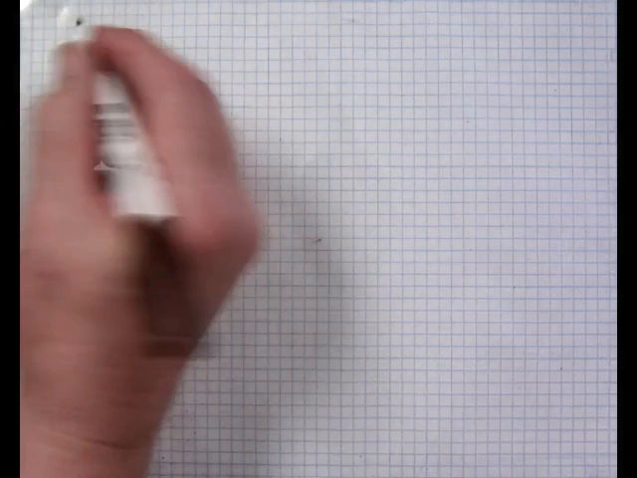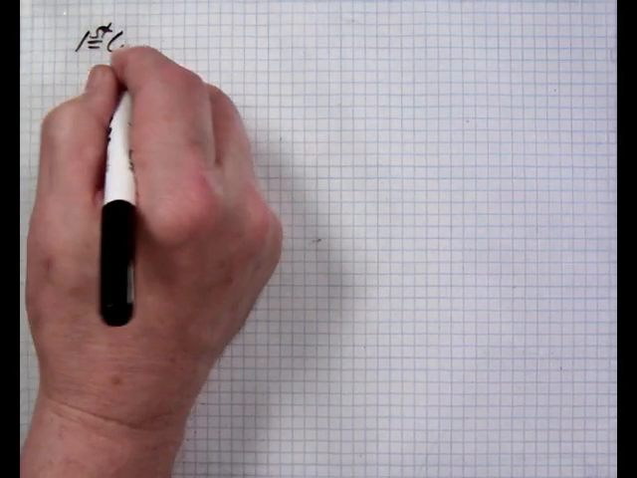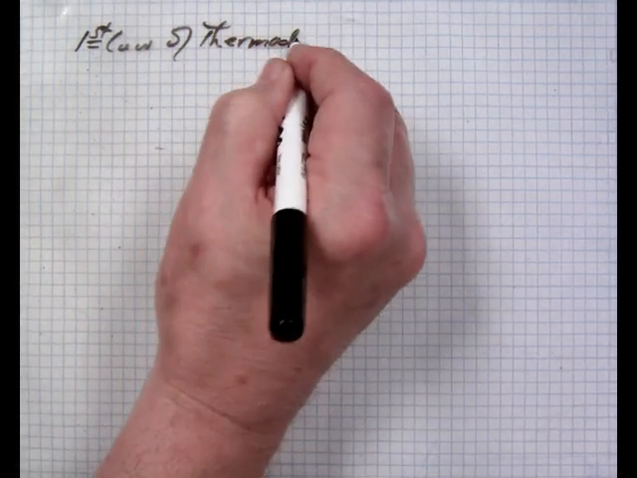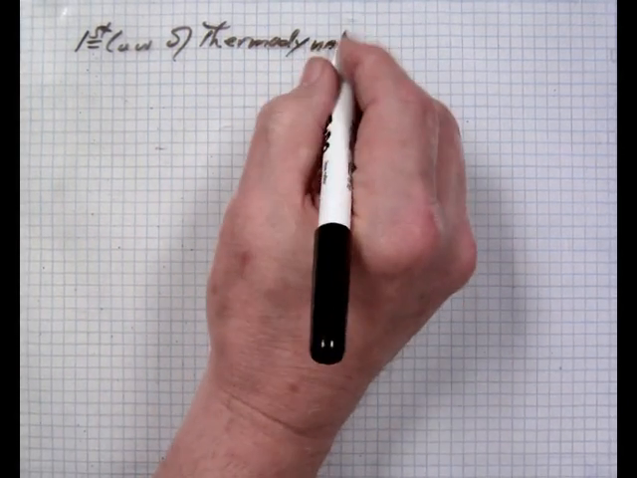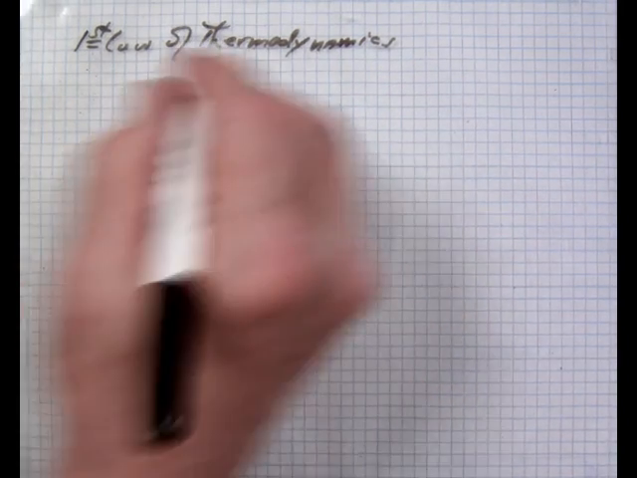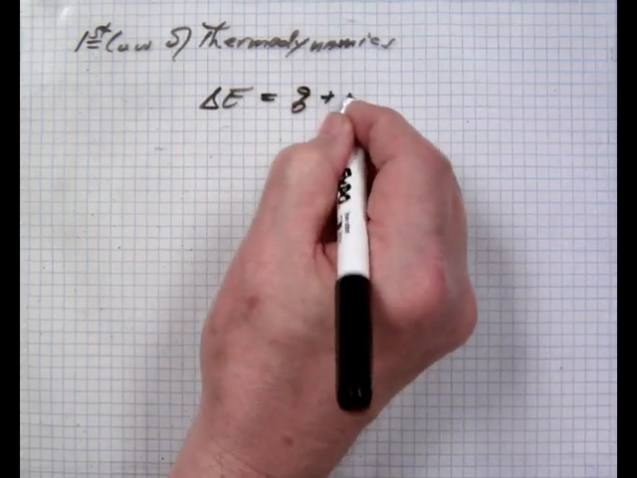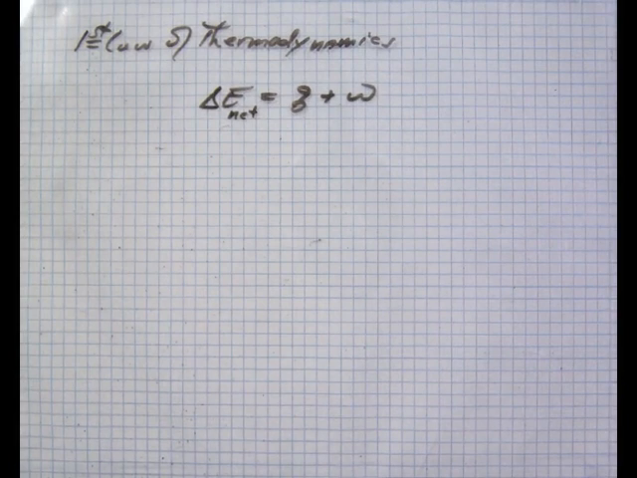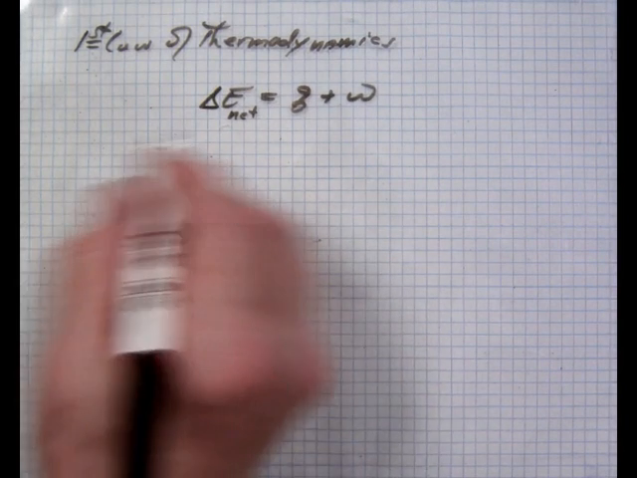Okay, this is a continuation of the first law concept, and last time we talked about open systems and closed systems. So, first law of thermodynamics is presented to us in an equation, delta E equals Q plus W, and this is referred to as the change in internal energy, the net change in internal energy.